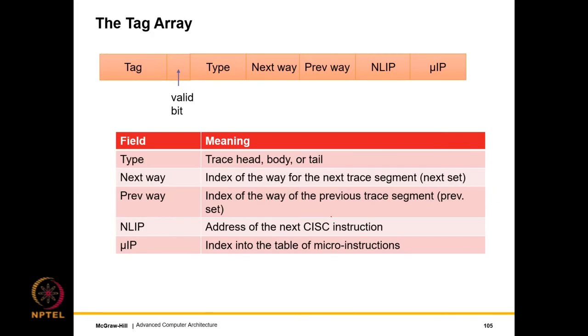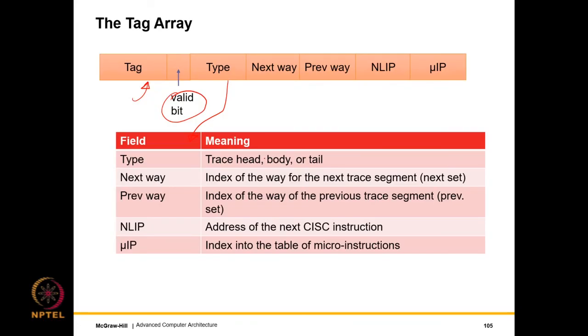So now let's look at the tag array. In the tag array, we have the following fields. Let's look at one after the other. One, of course, is the tag, a regular tag. Then the valid bit, which means whether the entry is valid or not. So no surprises in this. The next is the type. The type is essentially the trace segment type. It can be a head, a body, or a tail. So this information is kept over here.